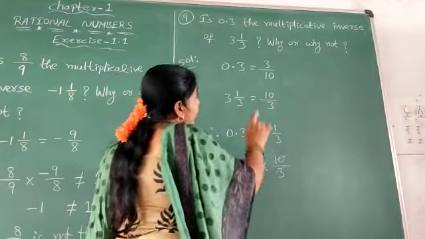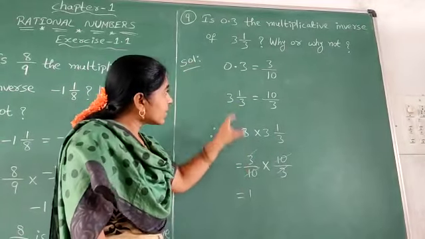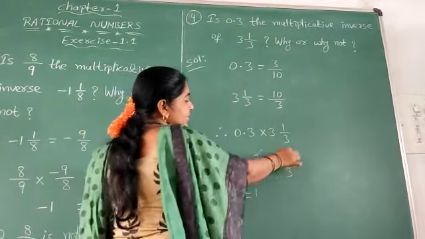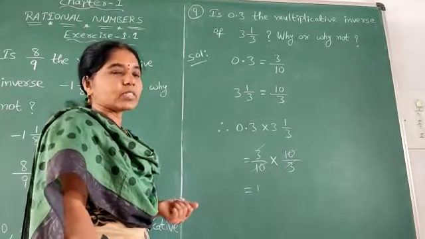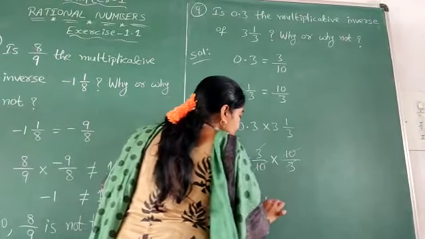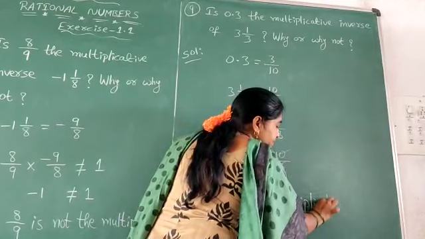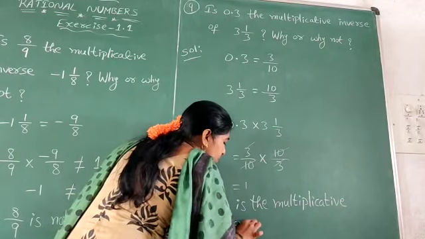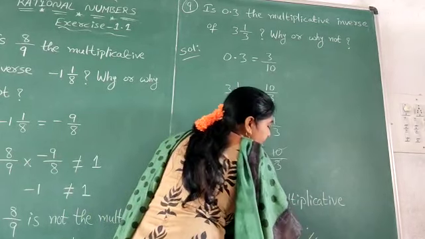0.3 into 3 1 by 3. Is 0.3 the multiplicative inverse? They ask, then we have to multiply. The answers you got, you substitute here. The 10 cancels, which is equal to 1. We can say yes, 0.3 is the multiplicative inverse of 3 1 by 3, or 3 integer 1 by 3.